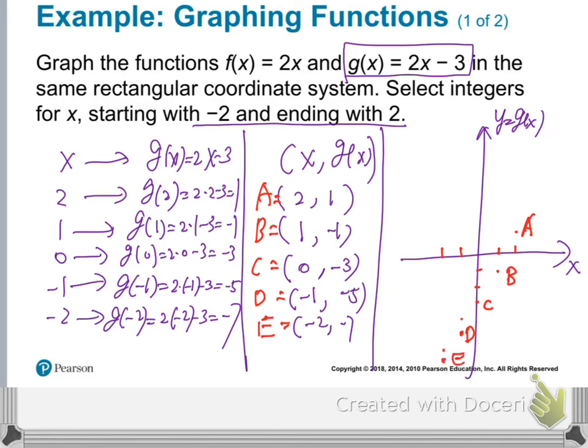So what's the graph? You connect A, B, C, D, E. You got the graph. It looks like a straight line. And the property is the graph of linear functions are lines.